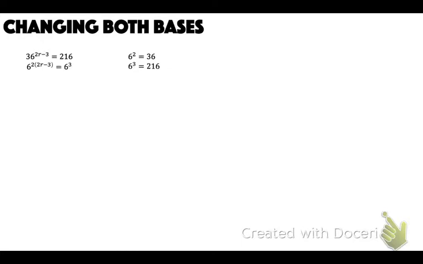Okay. So I'm going to replace that first one with 6 squared, and I'm going to replace 216 with 6 cubed. Now we have the same base, so those can cancel. And I just have 2 times 2r minus 3 equals 3. So then this is going to be 4r minus 6 equals, I mean 3. Where did I get 9 from? Add the 6 over. So we have 9 equals 4r. Divide by 4. So r equals 9/4. Cool?